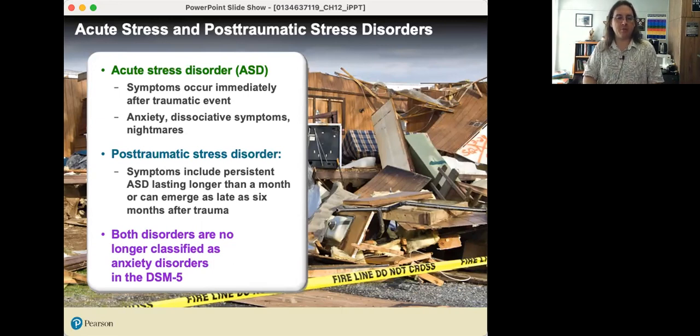So symptoms include persistent ASD lasting longer than a month, or can emerge as late as 6 months after the trauma. Okay, one thing to note is both disorders are no longer classified as anxiety disorders in the DSM because they're traumatic events. So it does include anxiety, but it's usually a reaction to some kind of stress that is long lasting and specific.